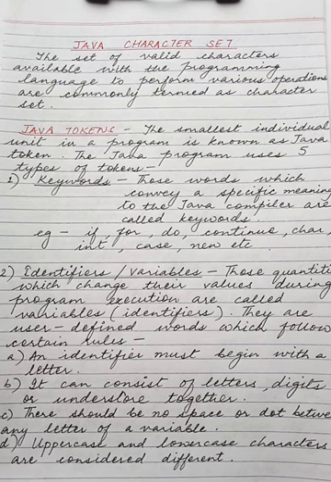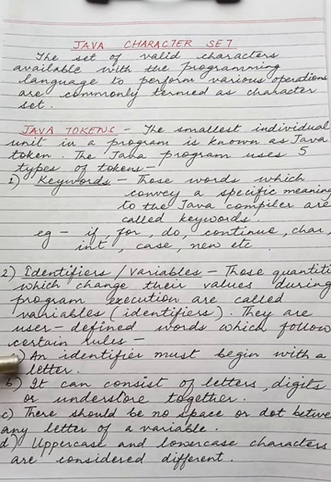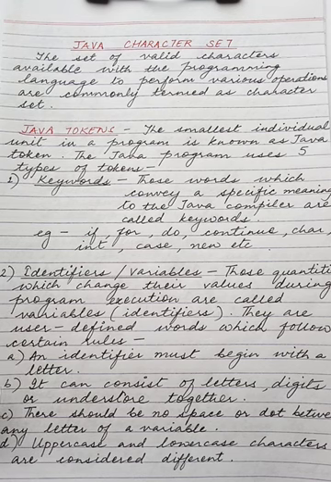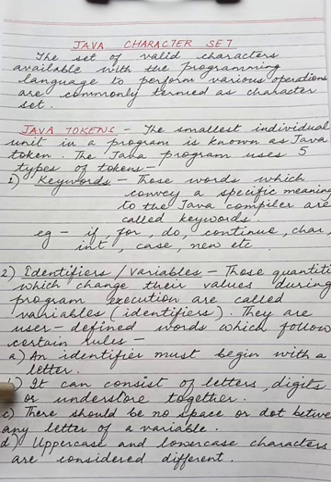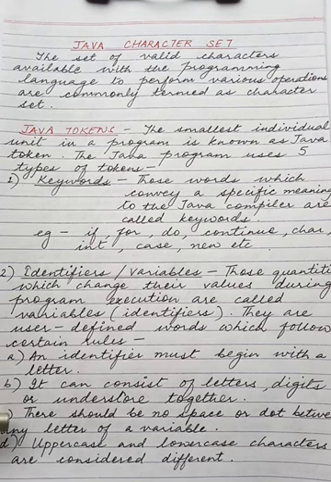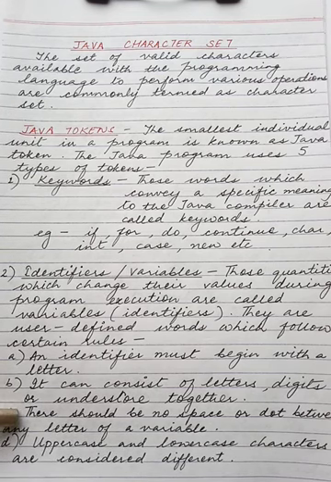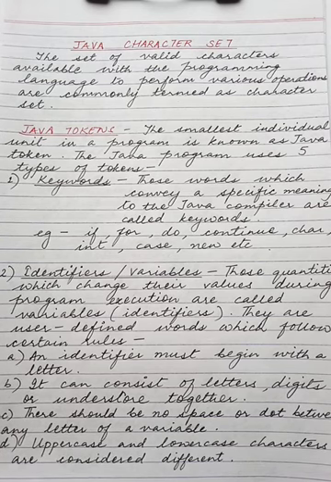What are the rules? An identifier must begin with a letter. It can never start with a digit. It can consist of letters, digits and underscore together. There should be no space or dot between any letters of a variable. Since Java is case sensitive, uppercase and lowercase characters are considered different.